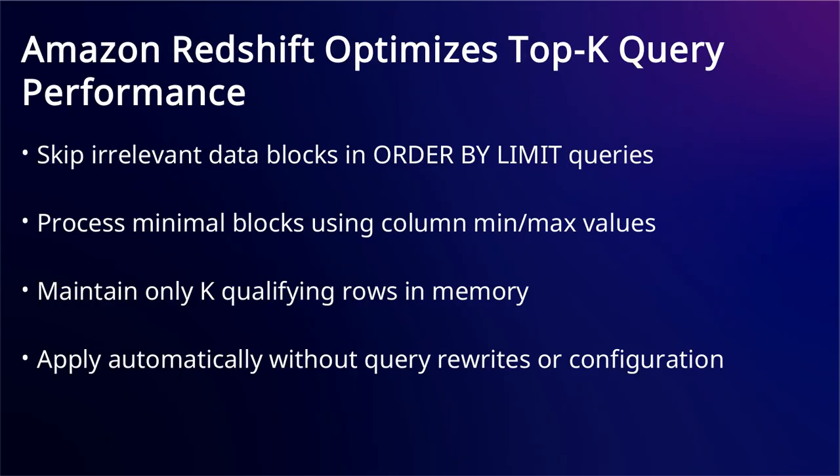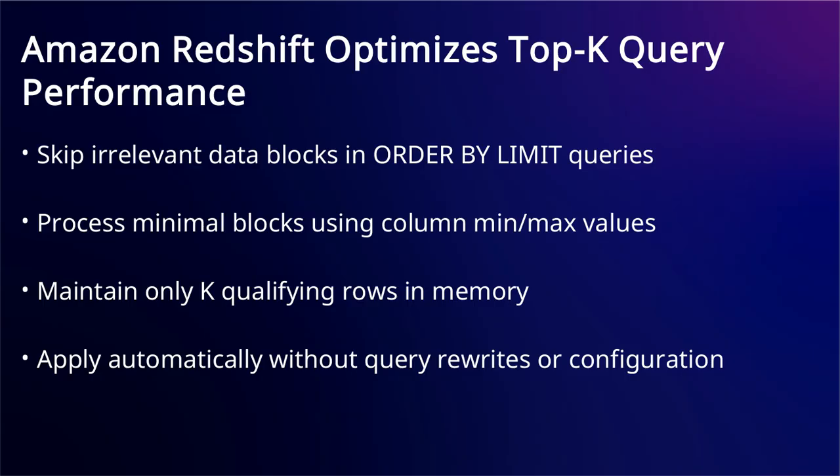When you run queries with order by and limit clauses on large tables, you often face performance bottlenecks from scanning entire datasets even when you only need a small subset of results. This becomes particularly costly when finding recent transactions, top-performing products, or latest prompts from billions of records. Amazon Redshift now addresses this by intelligently skipping irrelevant data blocks and processing only the minimal blocks needed based on the order by columns min/max values.